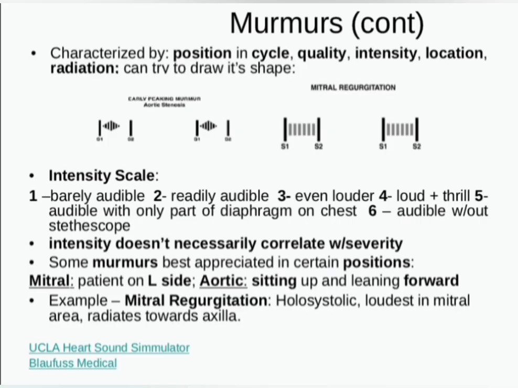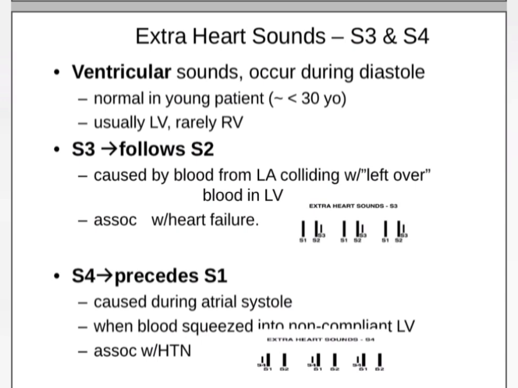Murmurs are characterized by position, cycle, quality, intensity, location, and radiation. Intensity grades: barely audible is 1, readily audible is 2, louder is 3, louder with a thrill is 4, and louder still is audible without a stethoscope. Intensity doesn't correlate with severity.